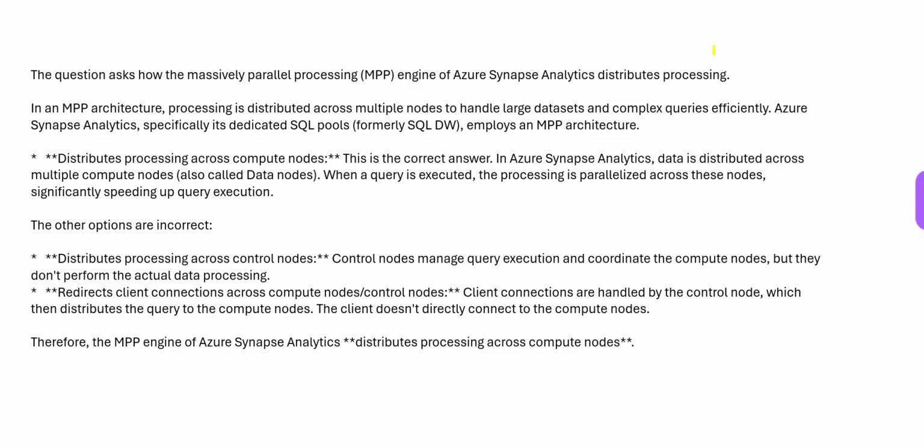The other options are incorrect because if we say we distribute across control nodes, the control nodes manage query execution and coordinate the compute nodes, but they don't perform actual data processing. So who is doing the actual data processing? The compute node is doing it. So we should use compute node as our answer.